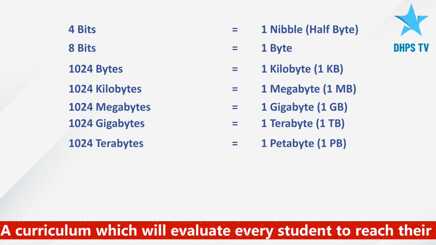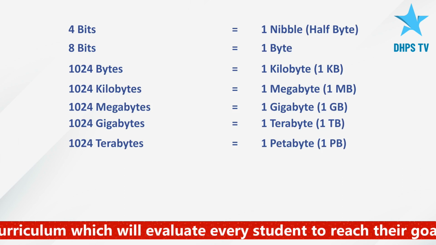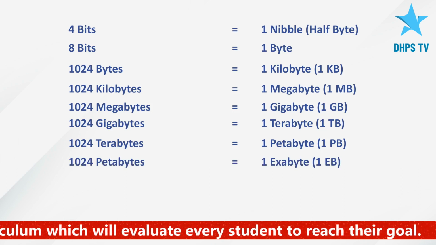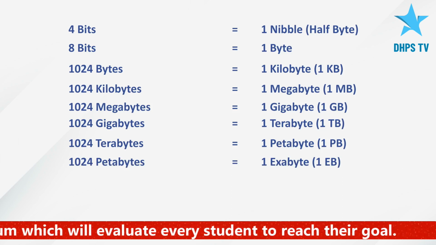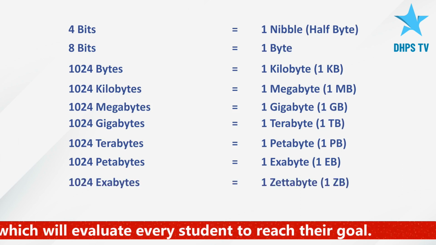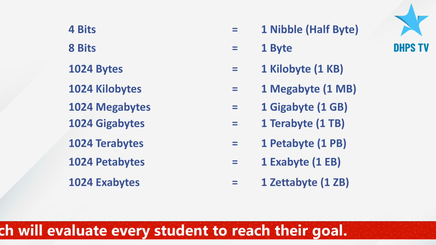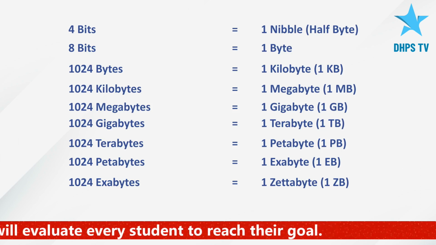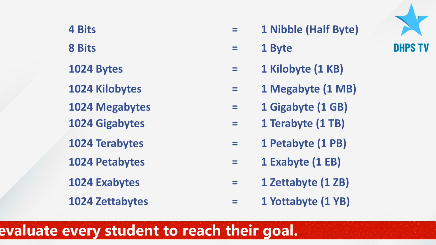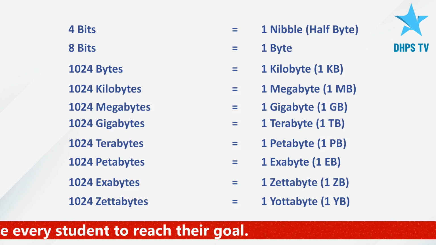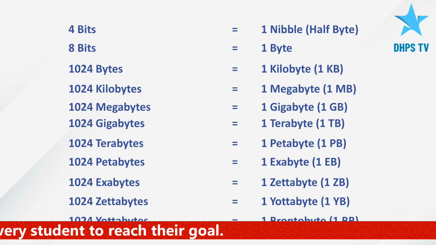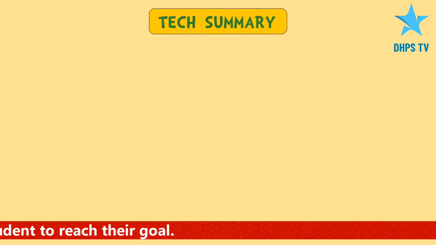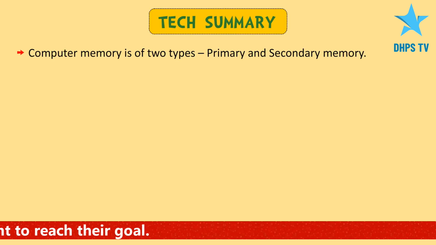1024 terabytes is equal to 1 petabyte. 1024 petabytes is equal to 1 exabyte, 1 EB. 1024 exabytes is equal to 1 zettabyte, 1 ZB. 1024 zettabytes is equal to 1 yottabyte, 1 YB. 1024 yottabytes is equal to 1 brontobyte, 1 BB.